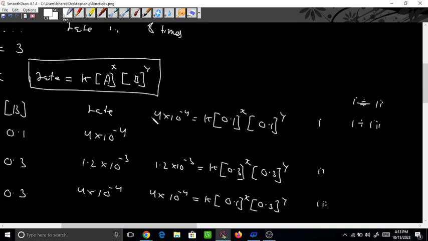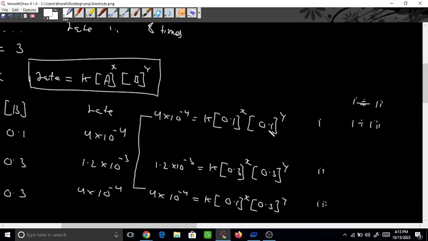So if we take this and this, this divided by this, we will get some value. The 0.1 and 0.1 will get cancelled out, and we will get the y term. So using these two equations, you can get the y term.